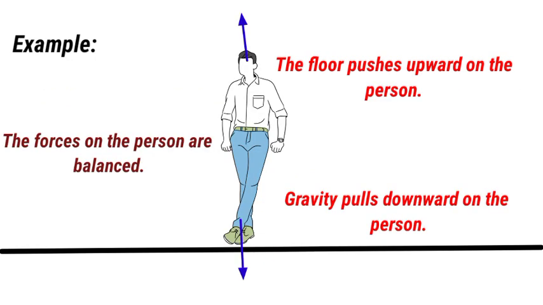For example, here a person is standing on the floor. You can observe the forces on the person are balanced. Gravity pulls downward on the person. Then another force is the floor pushes upward on the person. Here two forces are acting in the opposite direction on the person. So this is a balanced force example.